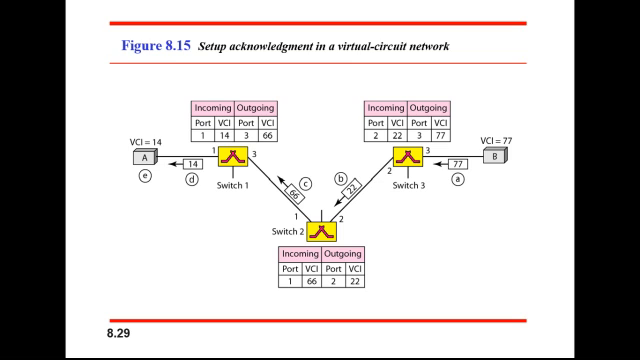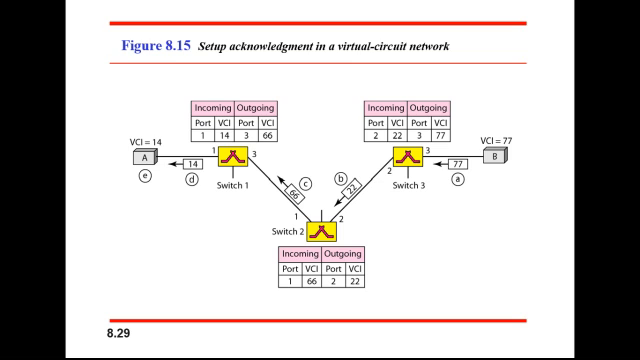Now this is how a setup acknowledgement is established in a virtual circuit network. After the acknowledgement, you can see that every outgoing port is now filled. B sends the acknowledgement packet back to switch 3. Now switch 3 does know that the packet comes from virtual circuit identifier 77. Similarly, switch 2 and switch 1 fill in the required information and all the entries in the table are complete.